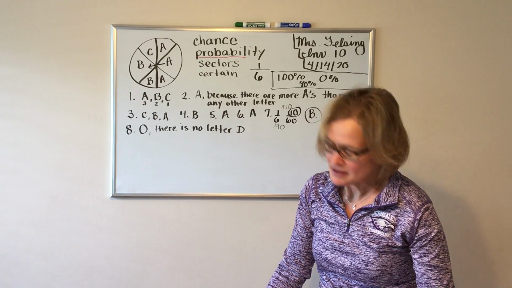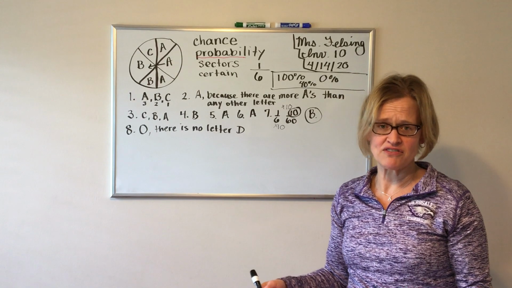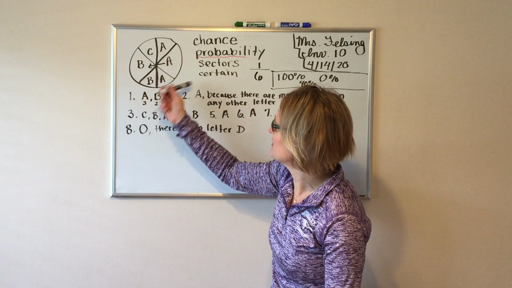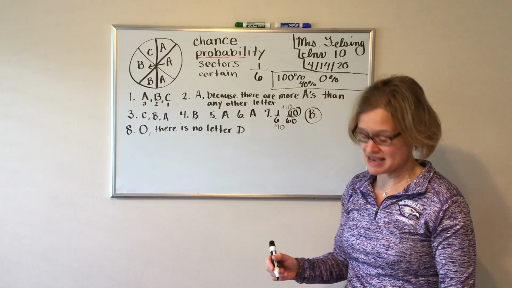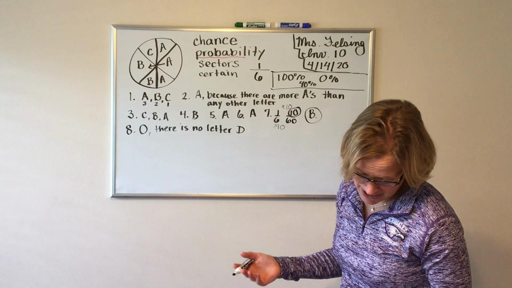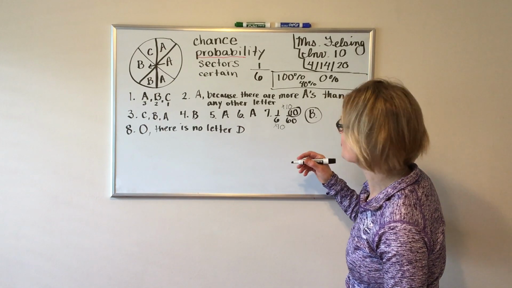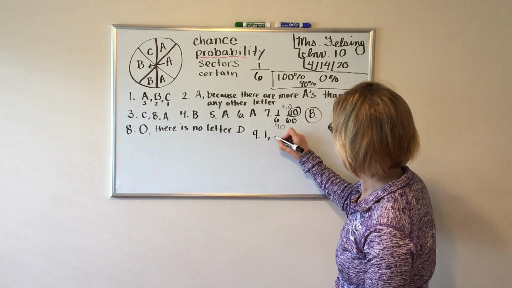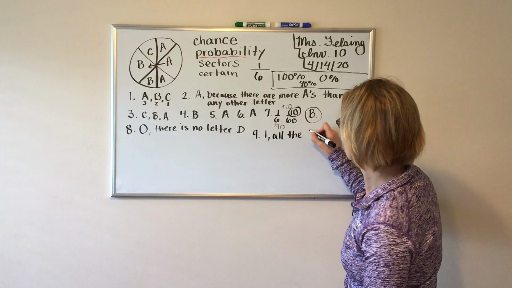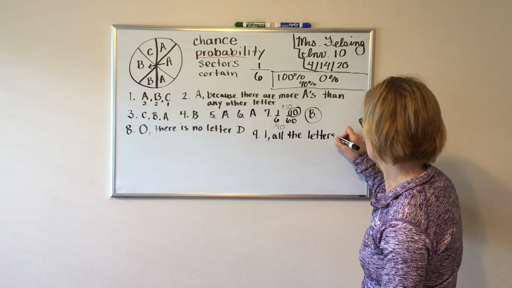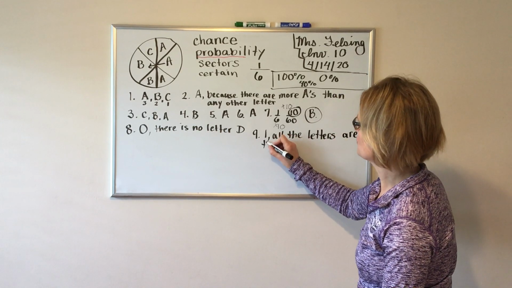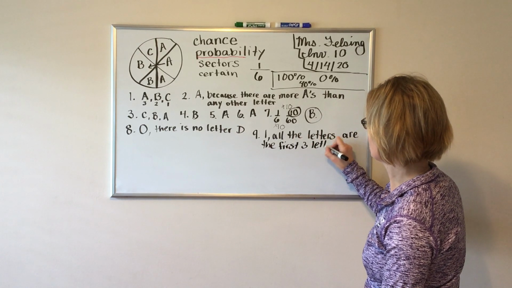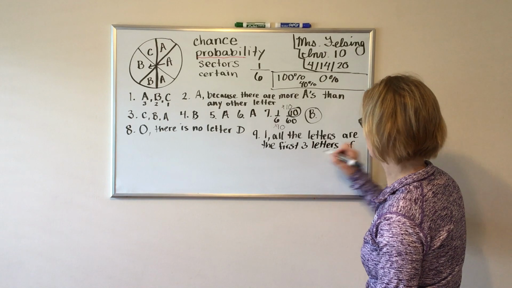alphabet? Well, what are the first 3 letters of the alphabet? A, B, C. So what is the probability that this is going to land on an A or a B or a C? And obviously 1 or 100%. We're not going to do percents right now, but let's say it's 1. All the letters are the first 3 letters of the alphabet.